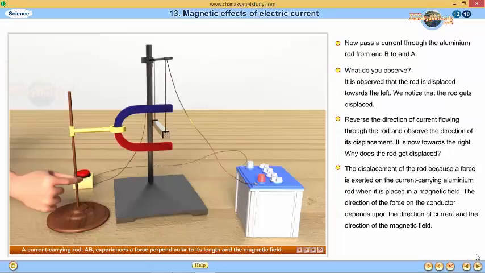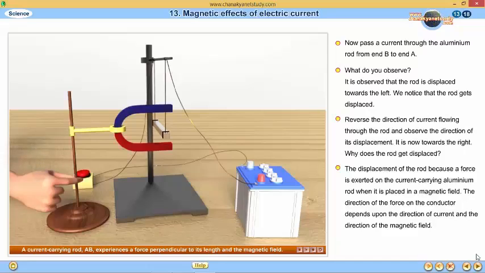Now pass a current through the aluminium rod from end B to end A. What do you observe? It is observed that the rod is displaced towards the left. We notice that the rod gets displaced. Reverse the direction of current flowing through the rod and observe the direction of its displacement. It is now towards the right.